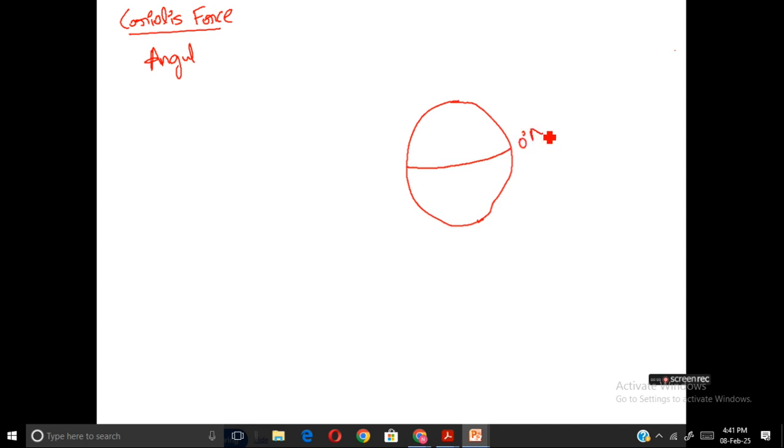So this is our equator. This is the axis of rotation. Earth is rotating at an angular velocity omega. We have an object here at a latitude of phi from the equator. The angular velocity will be acting in this direction, perpendicular to the surface. So this is the x component. This will also be phi.